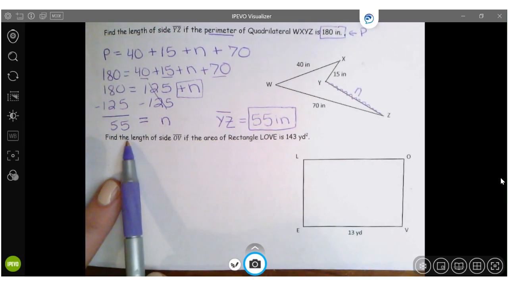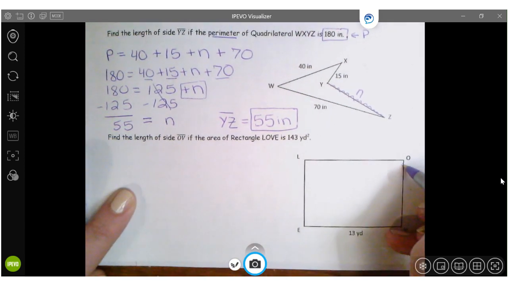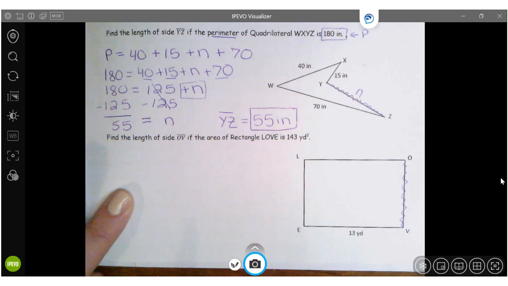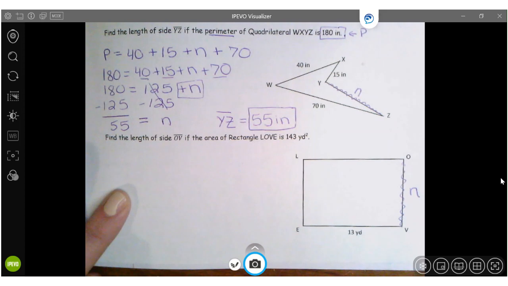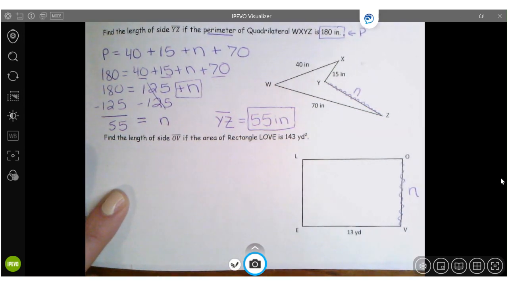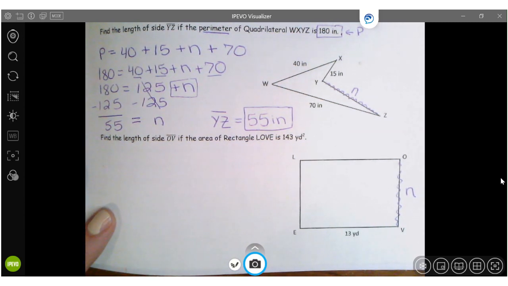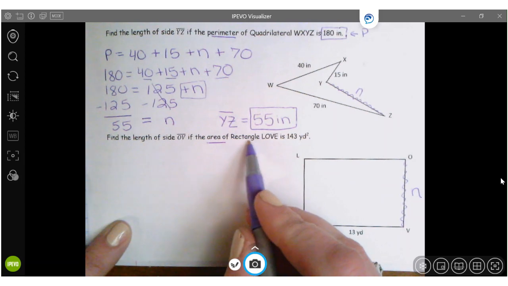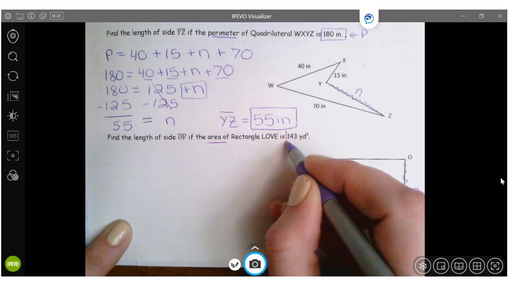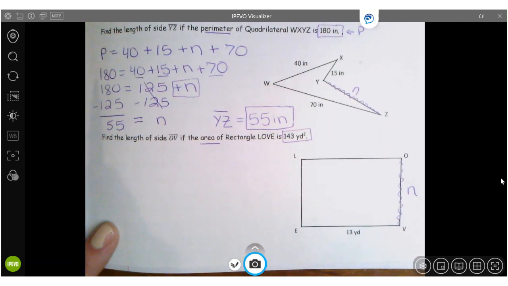All right, and in this last example, I'm asked to find the length of side OV, which is right here. Again, you can highlight, or I could create a variable for that. I'm going to go with N. Again, you could use X, I just would not use a variable that is also one of the names of one of the angles. But we're asked to find the length of side OV if the area, so we're dealing with area this time instead of perimeter, of rectangle LOVE is 143 yards squared. So area is always squared. That's why it's yards squared.